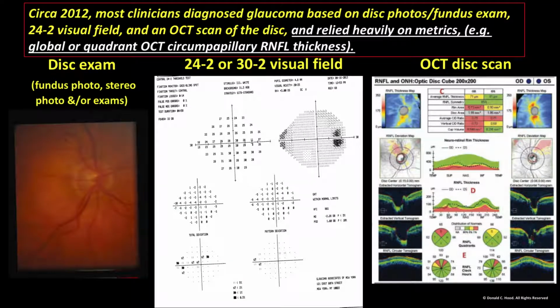The common clinical paradigm also includes a heavy reliance on metrics. It's particularly true for the OCT scan, where the average nerve fiber thickness is the common metric, along perhaps with the thickness of the quadrants. Less so for the visual fields, although glaucoma hemifield test and pattern standard deviations are heavily depended upon, as well as mean deviation. But in the case of the visual fields, I think most clinicians will look at the pattern of defect, and many clinicians also will look at this plot over here on the OCT.